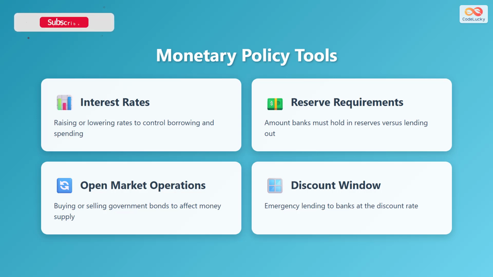Central banks use several key tools to implement monetary policy. First, they adjust interest rates, raising them to slow down borrowing and spending, or lowering them to encourage economic activity. Second, they set reserve requirements, which determine how much money banks must hold in reserves versus how much they can lend out. Third, they conduct open market operations, buying or selling government bonds to directly affect the money supply in the economy. Finally, they operate the discount window, which provides emergency lending to banks at a special discount rate. Each of these tools helps central banks fine-tune economic conditions.